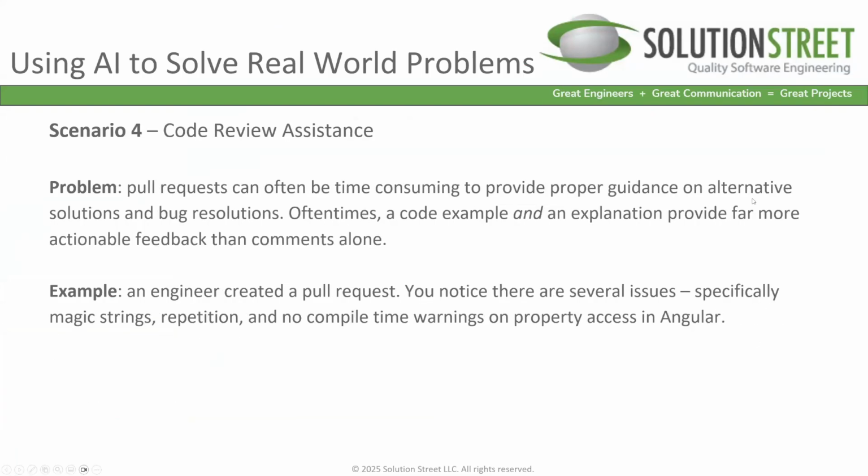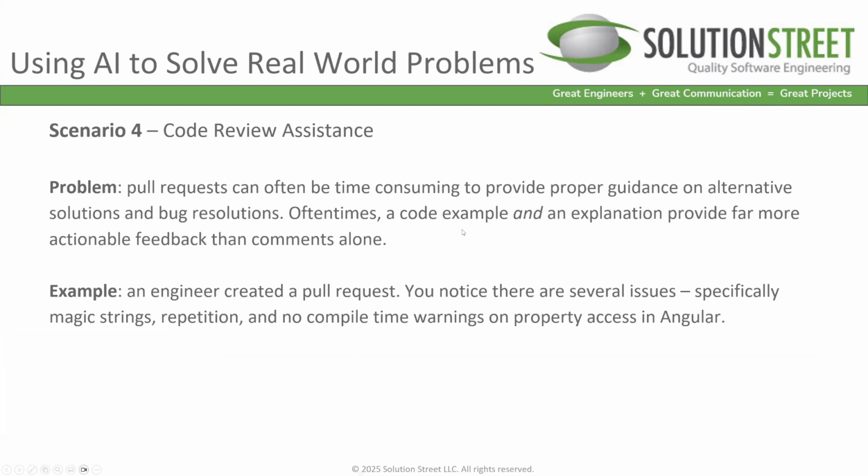Another one is the code review assistance. So the problem here is that pull requests can often be time consuming to provide proper guidance on alternative solutions and bug resolutions. Oftentimes, a code example and an explanation provide far more actionable feedback than comments alone.